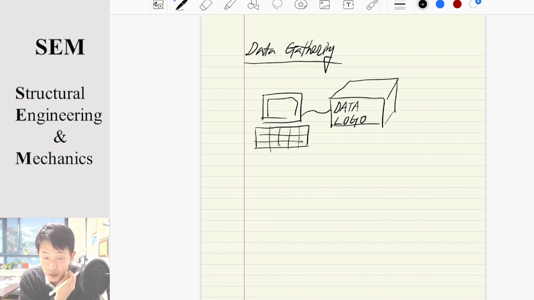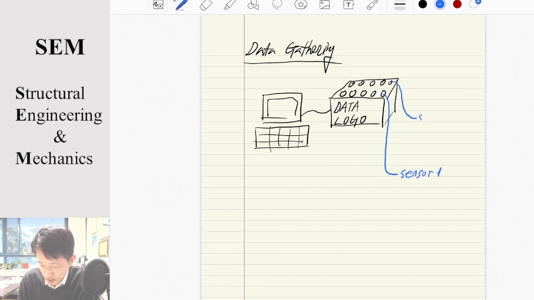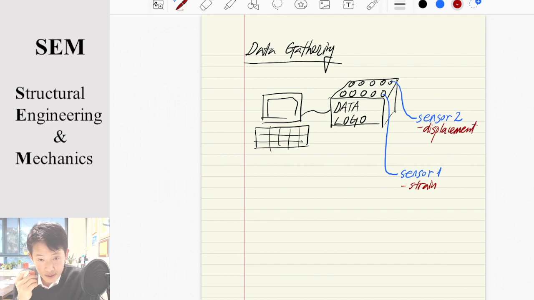Please refer to my recording on how to use the TDS series. This data logger typically provides a number of channels for strain measurement, and each channel should be connected to different sensors. For example, sensor 1, and this one would be connected to sensor 2. Let's say sensor 1 is for strain, and this is for displacement. Now what does it mean? Different sensors mean the gauge factor cannot be the same.